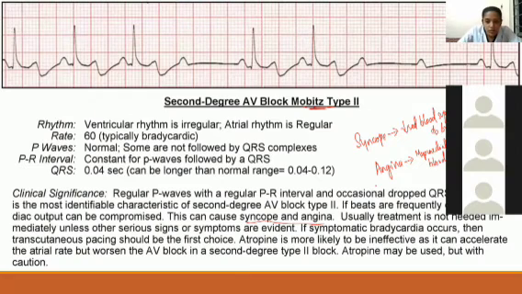Okay, so usually treatment is not needed. If symptomatic bradycardia occurs, then transcutaneous pacing. Transcutaneous pacing means we will insert a temporary pacemaker and we will see. So that will be the first choice. Atropine we won't be giving, because sometimes atropine can worsen the AV block also. Atropine may be used, but only with caution. The first choice will be anyway temporary pacing. Okay, so this is about the second degree AV block.